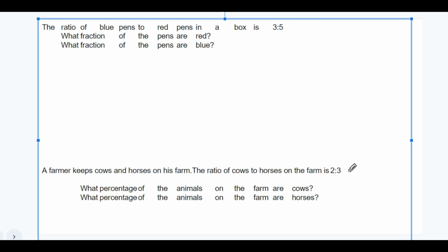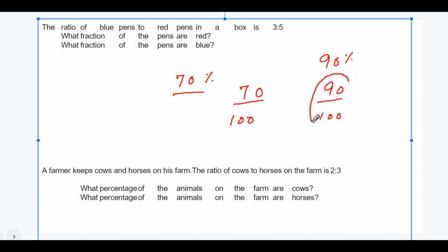Okay, so before solving this question, I want to ask you something. For example, if you got 70% in your exam, what do we mean by that? It means that you got 70 out of 100, right? And if you got 90% in your exam, it means 90 out of 100, right? So what do I mean? That percentage is always written in terms of fraction. This is a fraction, right? And moreover, the denominator should be equal to 100. Understand what I mean?